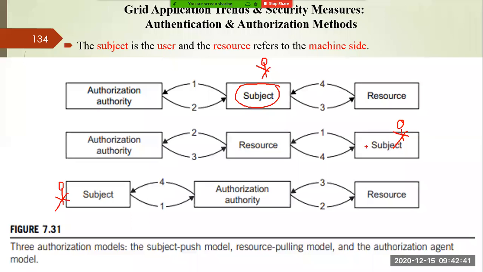Third case, the user requests the authorization authority, like the first case. Then the authorization authority checks the availability of the resources. If the resource is available, the authorization authority provides that resource to the user, which is called your authorization agent model. So these three authorization models you can use in a grid system.